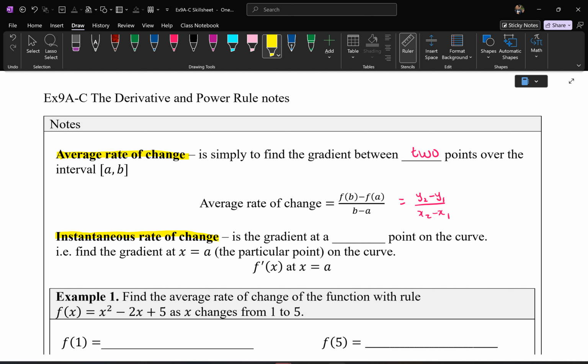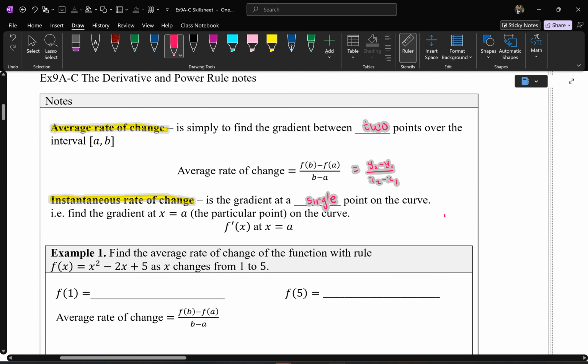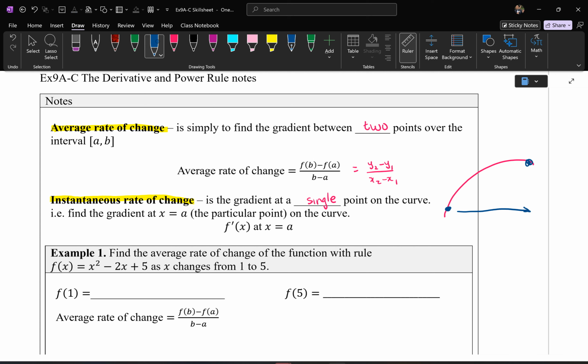rate of change. Instantaneous rate of change is the gradient at a single point on the curve. So if I drew a curve hypothetically like this, average rate of change is from this point to this point. How far did I change? What's the average change horizontally? So x2 minus x1 versus how far have I grown vertically? y2 minus y1. That is average rate of change.